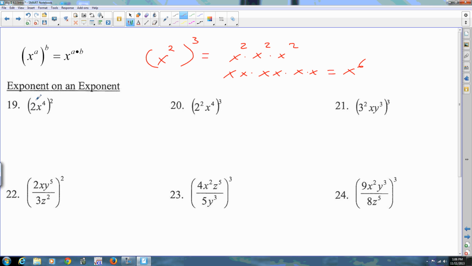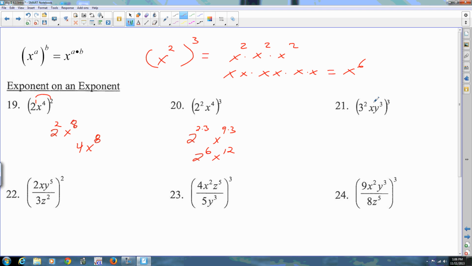Okay? That is an exponent of 1. 2 times 1 is 2. 2 times 4 is 8. You guys are welcome to leave it as 2 squared, or you could write 4x to the 8th. Okay? This would be 2 to the 2 times 3, x to the 4 times 3. Close the 4 off. First one, I think, in a while. 2 to the 6th, x to the 12th.